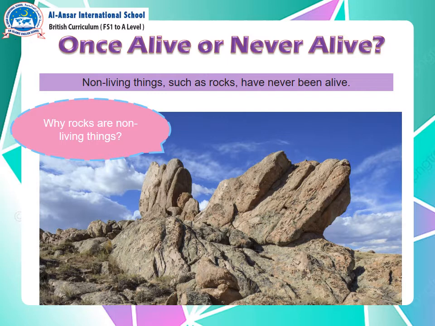Have a look at this. Our topic is once alive or never alive. Look at this picture. What are rocks? Well done. They are non-living things. Non-living things like rocks have never been alive. They have always been non-living things. Why? Can they eat food? Can they drink water? Do they need air to breathe? No. Can they move? So, what are they? Living or non-living thing? Think about it.